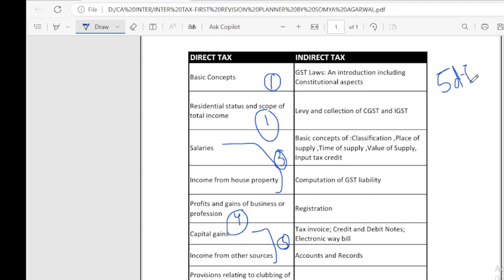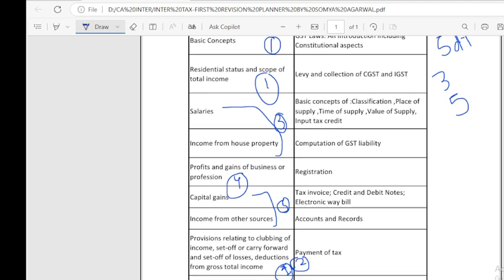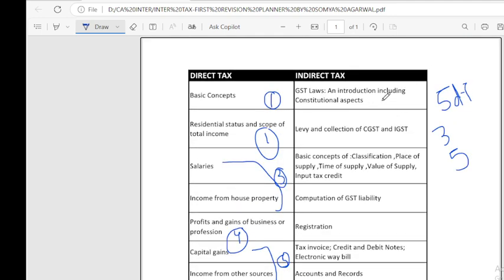Now, after you are done with this, you will have 3 days remaining for IDT in case you are planning to complete the subject in just 8 days. And if you are planning to complete the subject in 10 days, then you will be left with 5 days. Now, how are you going to plan the GST portion in this? You can do GST laws, levy and collection of GST, as well as classification, place of supply and time of supply on day number 6 only.